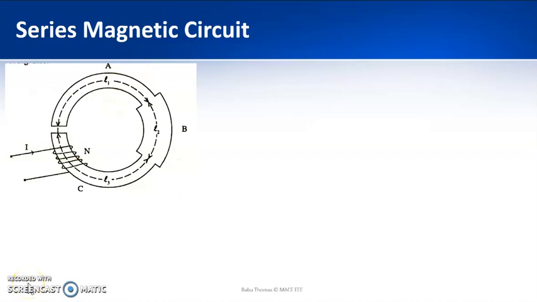Hi all. Now we are going to look at how we can approach a series magnetic circuit. In the earlier case, we were having a toroid, so it was only a single core of the same dimensions, so it was very easy to solve. Now we are trying to do a magnetic circuit which is having different cross-sectional areas. So one such circuit is shown over here.